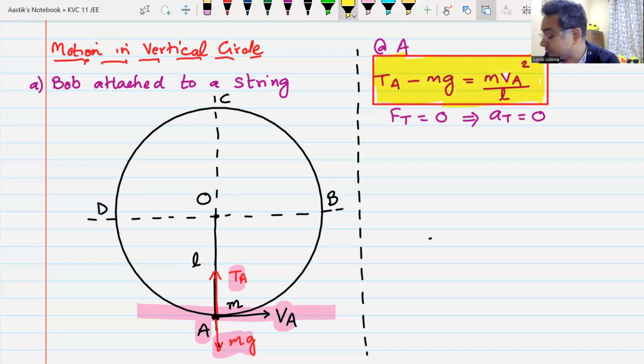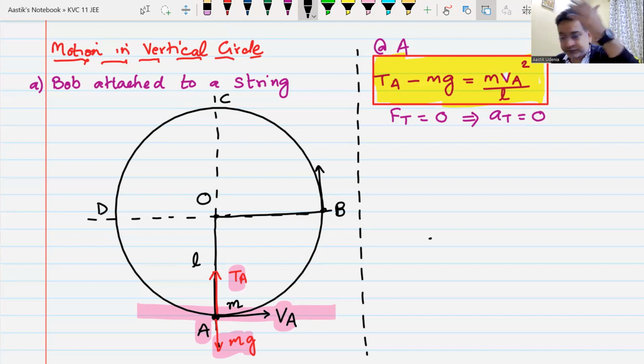Let us now move on to the next point, point B. Let us assume that the velocity here, will it be the same or different from point A? At point B, if you talk about the speed or the velocity, same or different? Different, because forces are acting on it. It would be different. Let me call it VB.